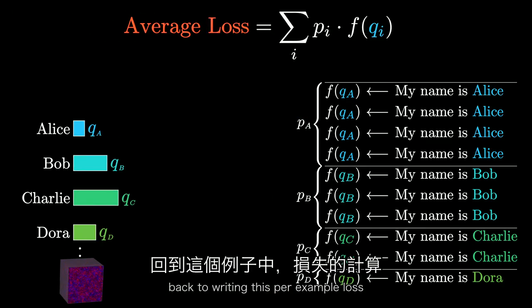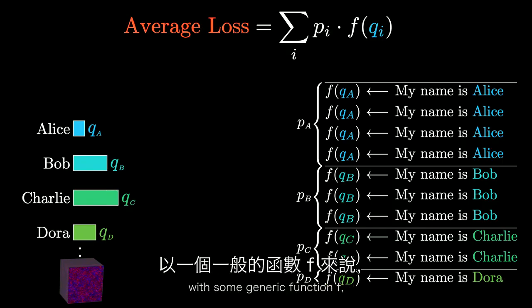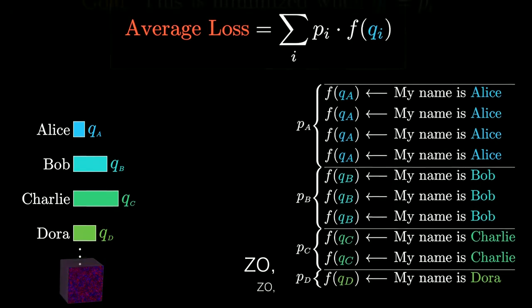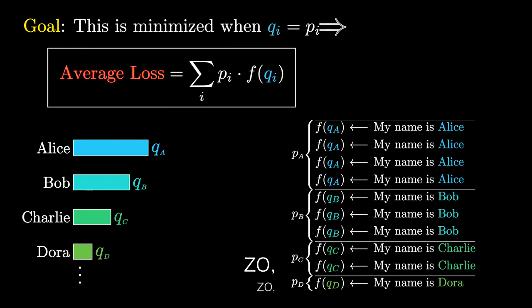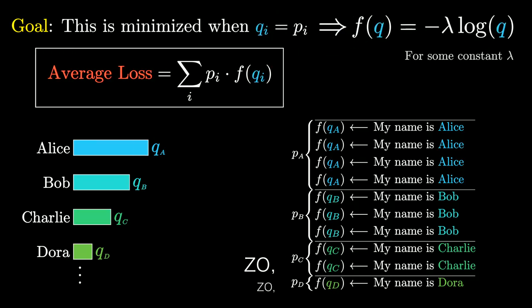If we switch back to writing this per-example loss with some generic function f, and you say you would like it to be the case that the full average loss over all of the examples is minimized only when the model's output matches the statistics that show up in the data, there's actually a really nice mathematical argument for why f has to be a logarithm.